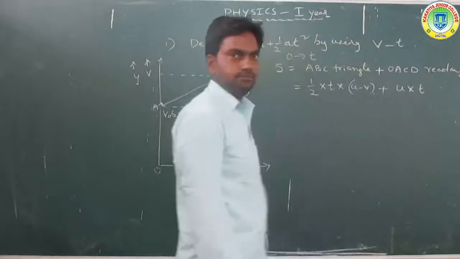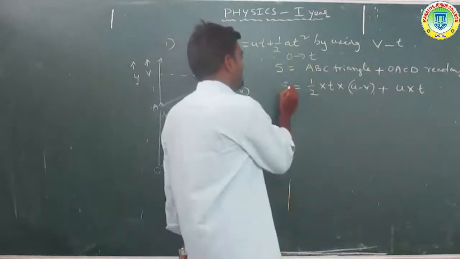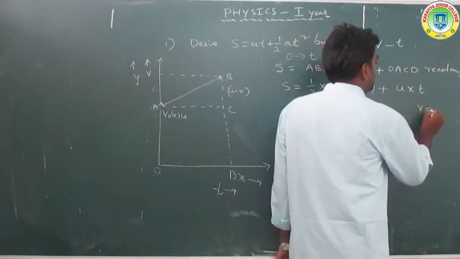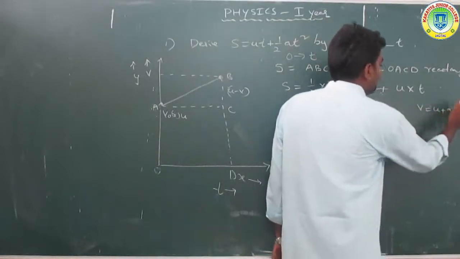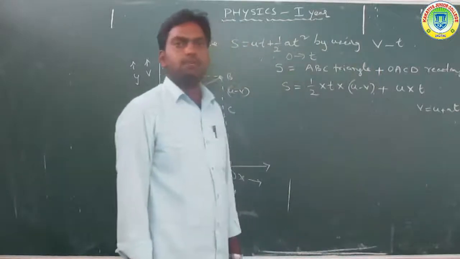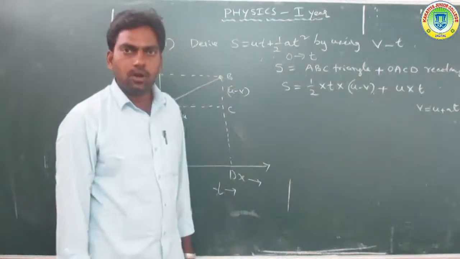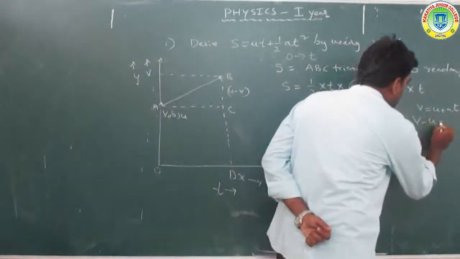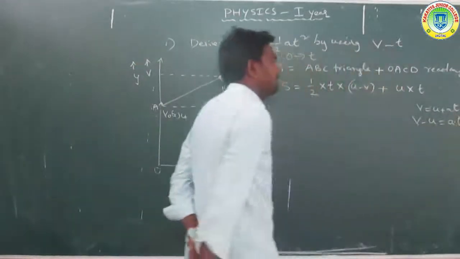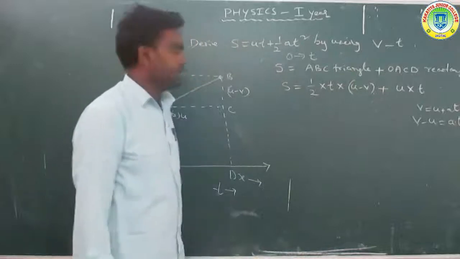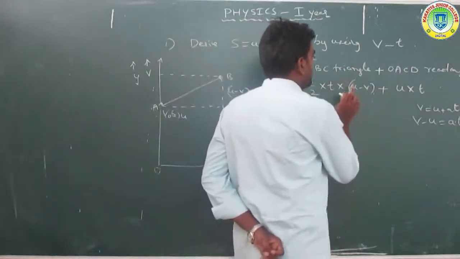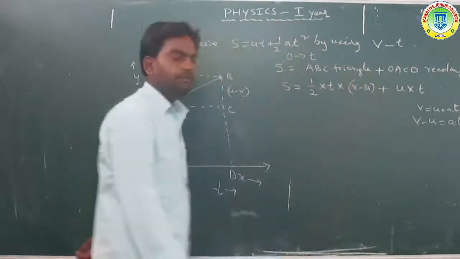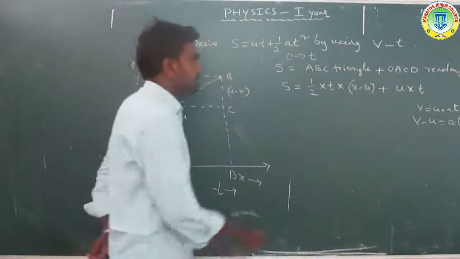Now, by using the first kinematic equation, v is equal to u plus at. So v minus u is equal to at. Now substitute this into the equation for v minus u.